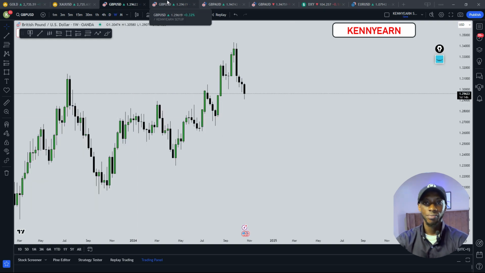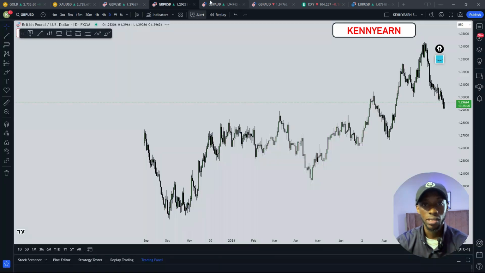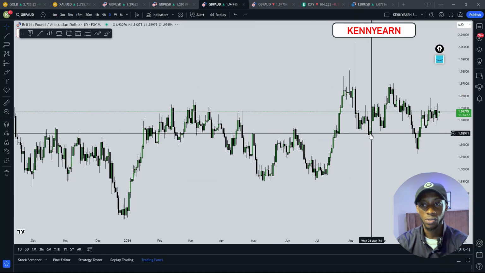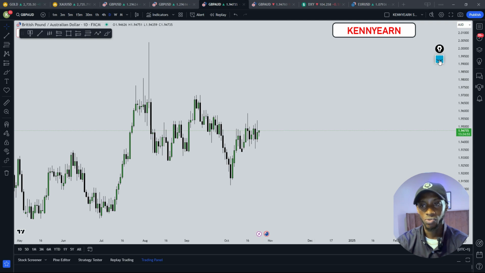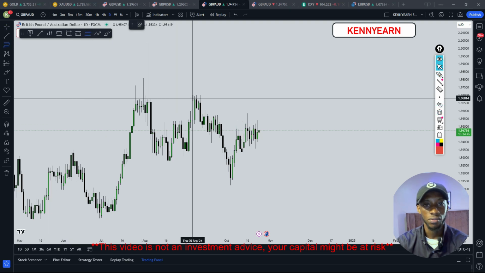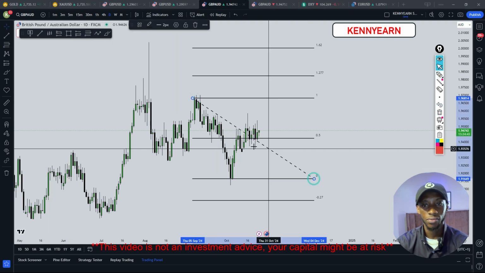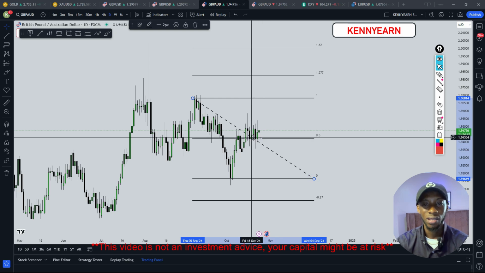And then another pair on my watch list is the GBP/AUD. That's the pound AUD. The market has been ranging. I don't have any clear signal on this pair. It has been ranging for a while. And if I use the FIB tool to check, you can see it's around 50%. When the market is around 50%, it's at the middle point of the range. You don't know if it's going to buy, you don't know if it's going to sell.